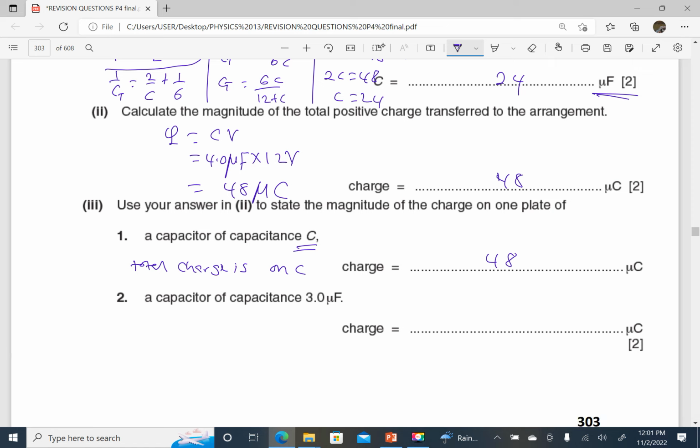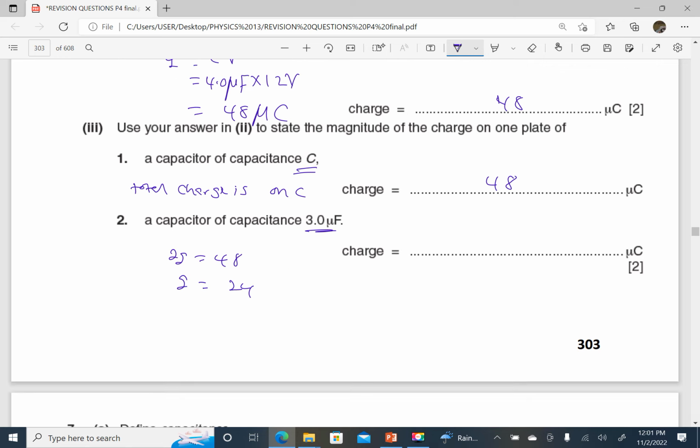So next part, a capacitor of capacitance 3 microfarads. Because they are identical, charge is divided equally. Alternatively, we can say twice Q is equal to 48, which means Q is equal to 24. Since they are identical, charge divides equally. If they were not identical, the one with the more capacitance would have more charge. So this is going to be 24.